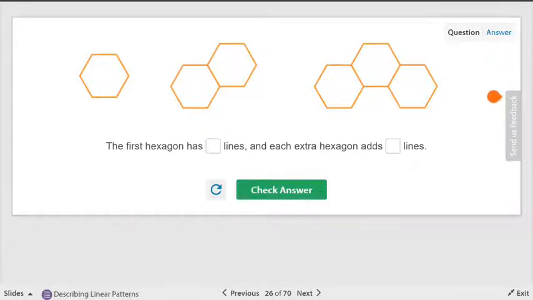First hexagon has as well. Okay. Yep. So it happens every year. You'll even do it next year in year 10.